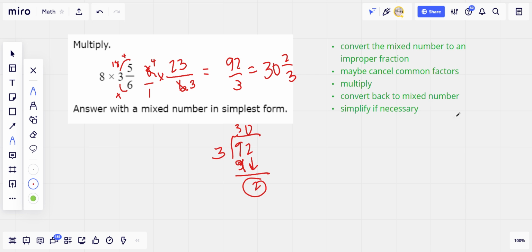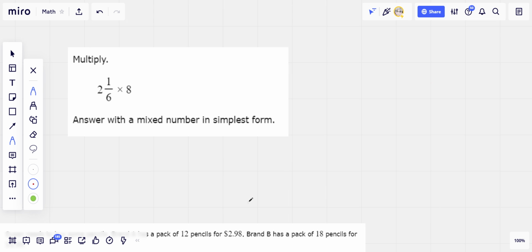Let's try one more of these. Here we have 2 and 1/6 times 8. Let's go ahead and convert here. 6 times 2 is 12, plus 1 is 13. So that's 13 sixths times 8 over 1. And let's see, again, there's a factor of 2 here. So I'm going to make this a 4 and this a 3. I just divided the 6 by 2 and divided the 8 by 2.